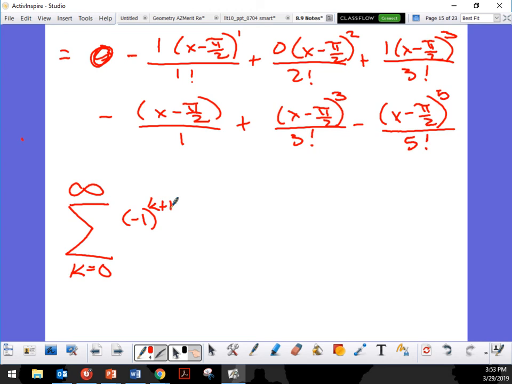X minus pi over 2, to the 2k minus 1? I thought... wait, I thought it was 2k. Isn't it k minus 1, pi halves for the summation?